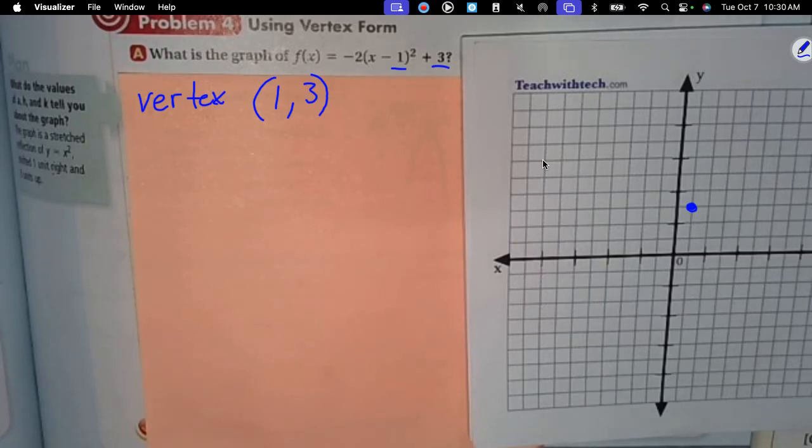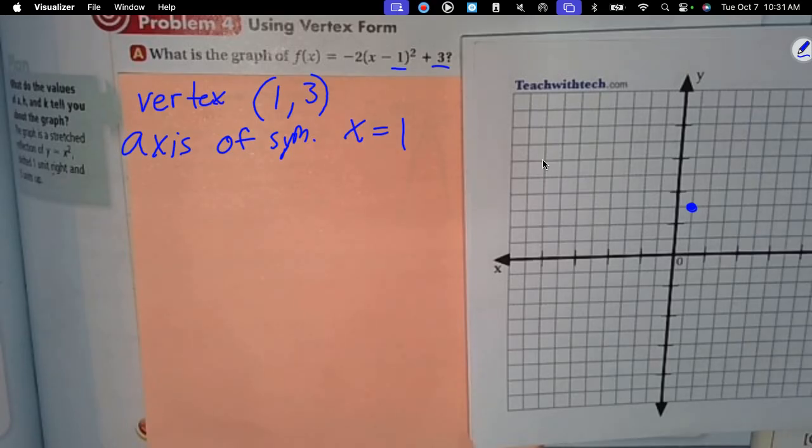All right. Now, what is the axis of symmetry? It's not asking for that, but we're going to go ahead and do that. What's the axis of symmetry? X equals what? Yeah, 1. X equals 1.